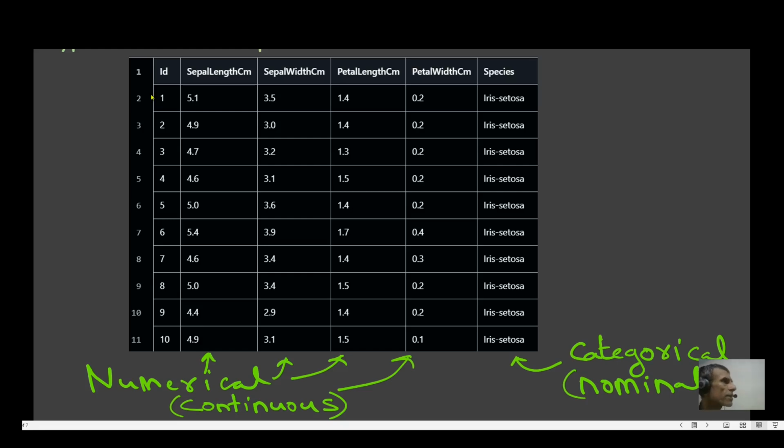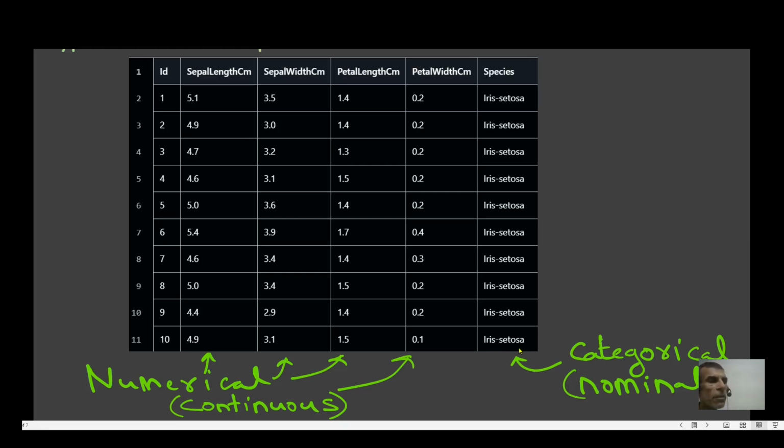Now let's take a look at some examples of data types. This is an iris data set. Look at these columns. Just by looking at these first four columns, sepal length, sepal width, petal length, and petal width, you can see these are all numerical in nature, and you can also tell they're continuous. On the other hand, the species column is categorical, and more specifically, it's nominal.